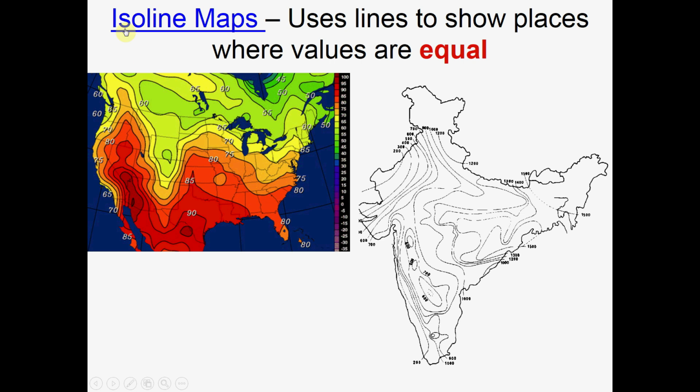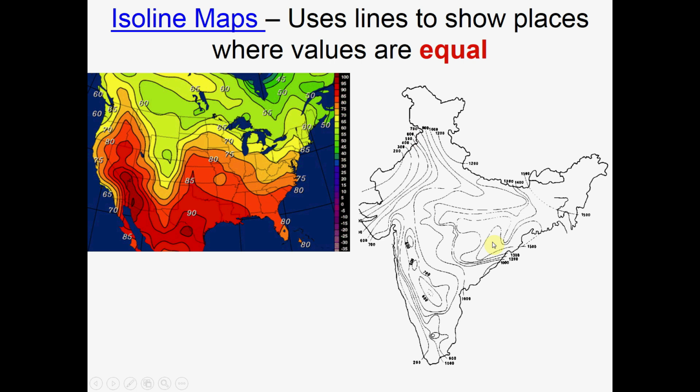Remember, iso means equal. So let's look right here in Georgia. Between this line and this line, we know it's somewhere in the range of 80 degrees to 85 degrees. So everywhere that is colored right here falls within that range. We can see from this one, it's 80 to 75, 75 to 70, so on and so forth. These are very good for showing climate, precipitation, pressure, and any other type of climate.